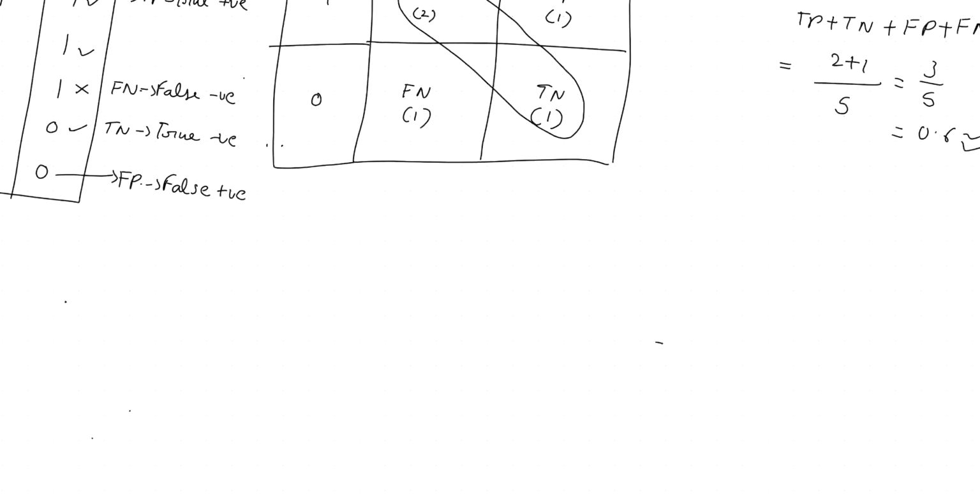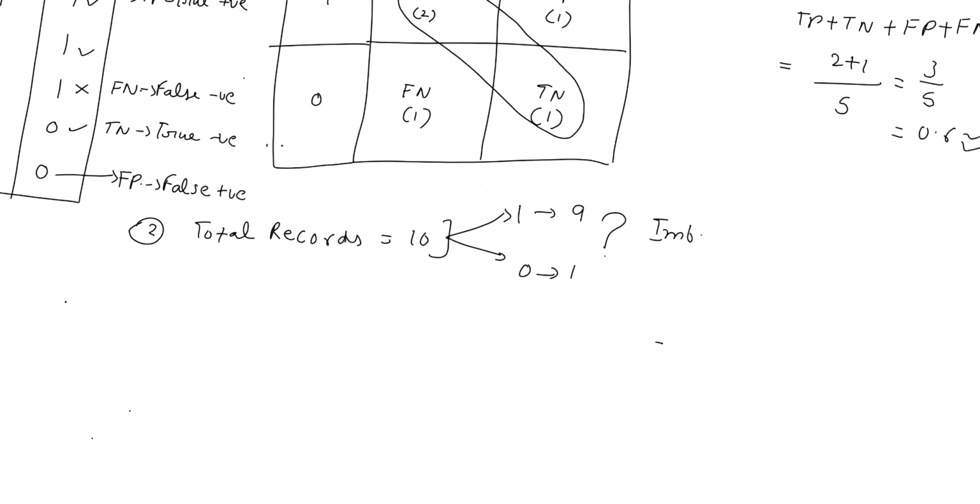Now we will take a second example. You have total records 10. This is also divided into 2 classes, 1 and 0: patient has the disease, does not have the disease. But in this, you have 9 cases which belong to this class and 1 case belongs to this class. So your data is imbalanced, right? Because you don't have enough data belonging to this class.